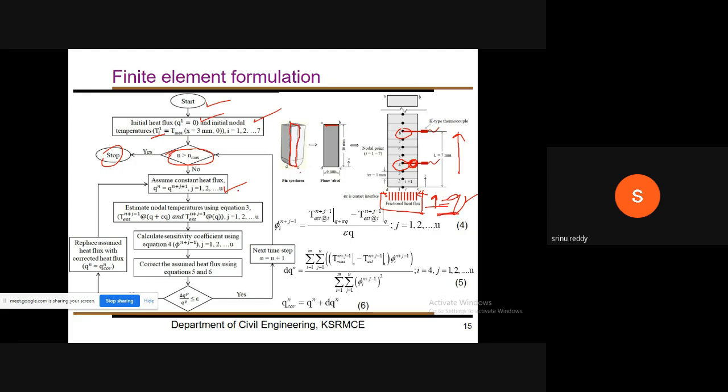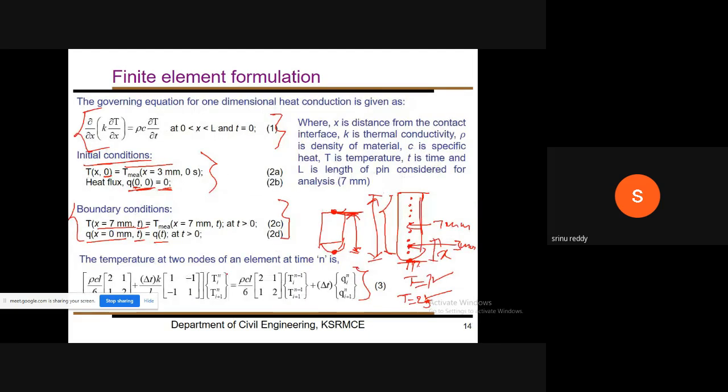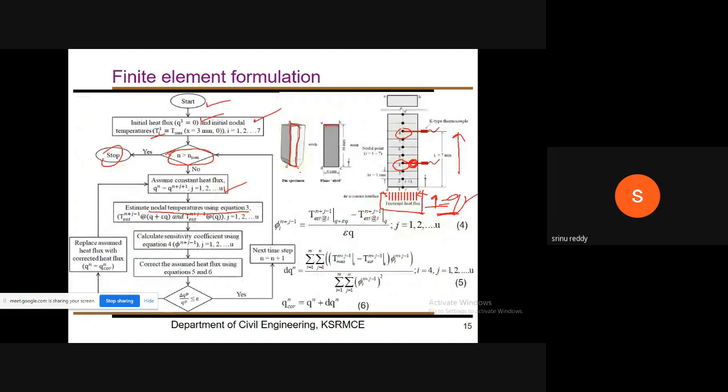In the initial step we are assuming some heat flux, and we are estimating the temperatures at different nodes, at the 4th node, which is at 3 mm. At 3 mm, what is the temperature? So for the further steps, estimate the temperatures at different nodes using equation 3. Equation 3 is what I have shown here. From these finite element formulations, we can estimate all the temperatures. Then calculate the sensitivity quotient using equation 4. Equation 4 I have mentioned here, you can see. This phi is the sensitivity quotient.